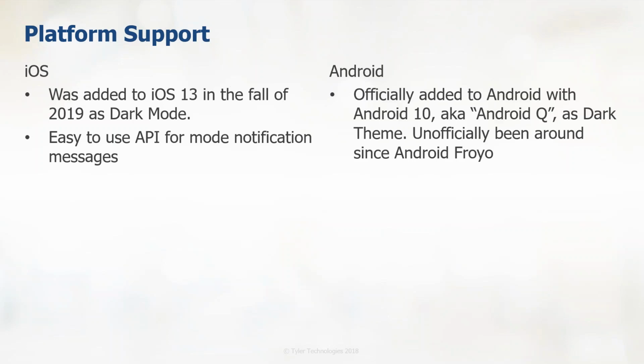For Android, it was officially added as a feature in Android Q, or Android 10, but it's been unofficially around since Android Froyo. When Google implemented Android Auto, they put in a dark mode because in a car you had to have it. So it's been around for a long time. It just wasn't exposed as easily to the user as a dark mode switch, though other companies like Samsung have tapped into it and have had a widget for it for ages.